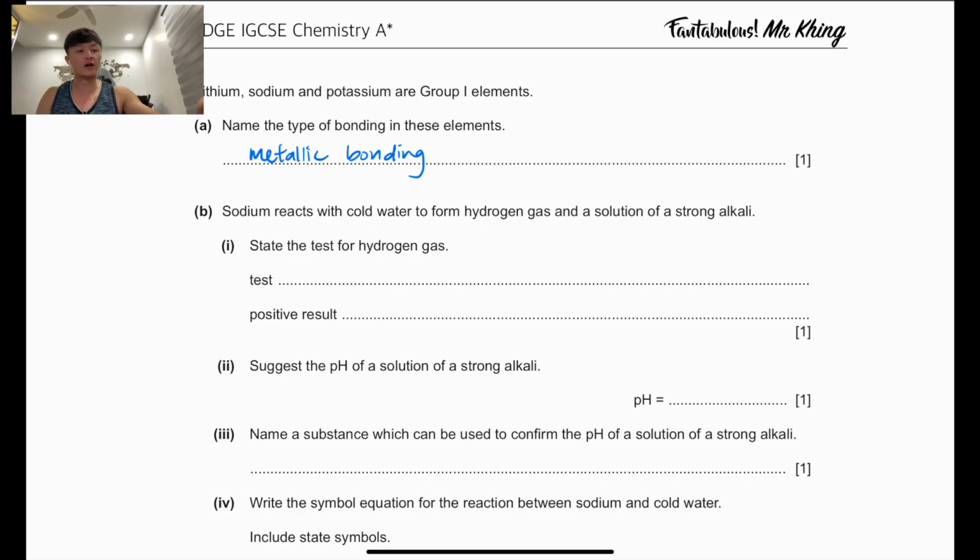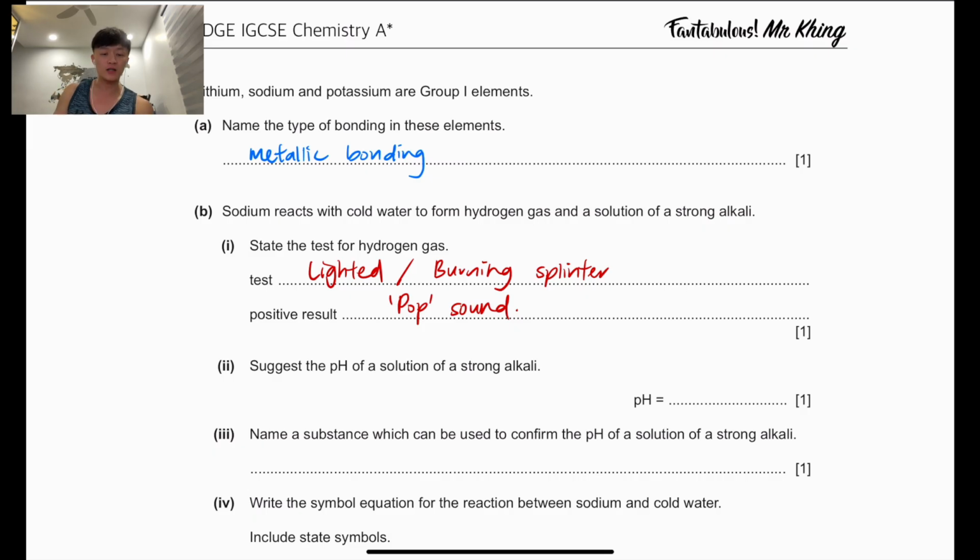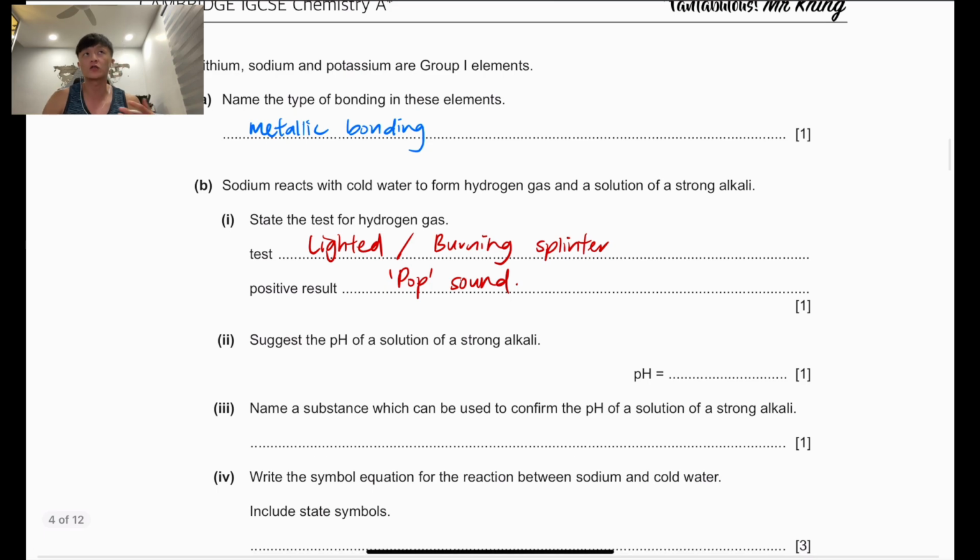So how do we test for hydrogen gas again? We test with, remember, you can use a lighted or burning splinter. Either one will do. Both are acceptable. Lighted or burning. Okay, remember, it cannot be glowing. Glowing is only for oxygen gas. So the result, a pop sound is produced. Okay, next, what is the pH of a solution of strong alkaline? Remember strong alkaline, so pH ranges from 12 to 14. Let's say just 14.